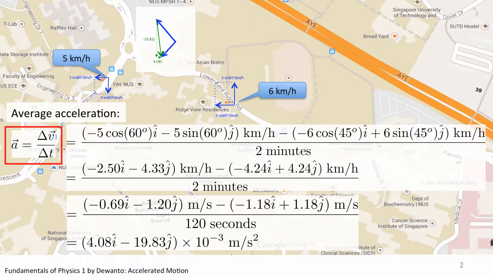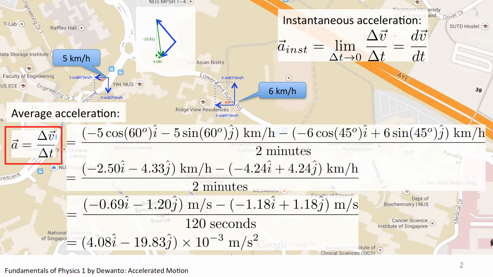Just like velocity, the bus's acceleration is not going to be constant. We can thus define the so-called instantaneous acceleration at any particular point in time in similar manner to average acceleration, but with the difference in time made so close to zero. In short, acceleration is the first derivative of velocity.